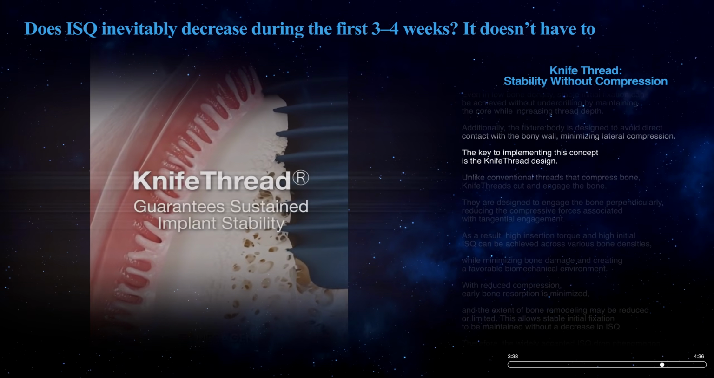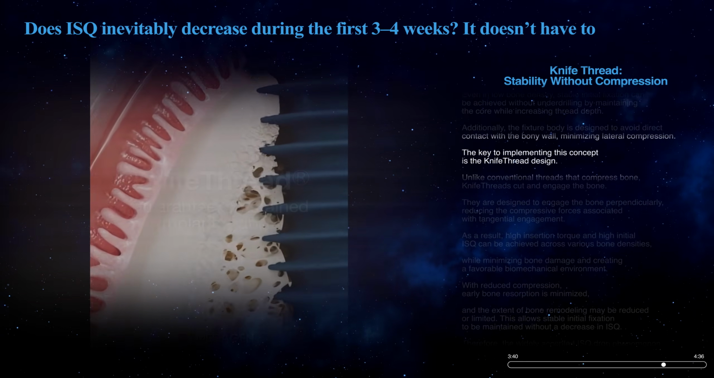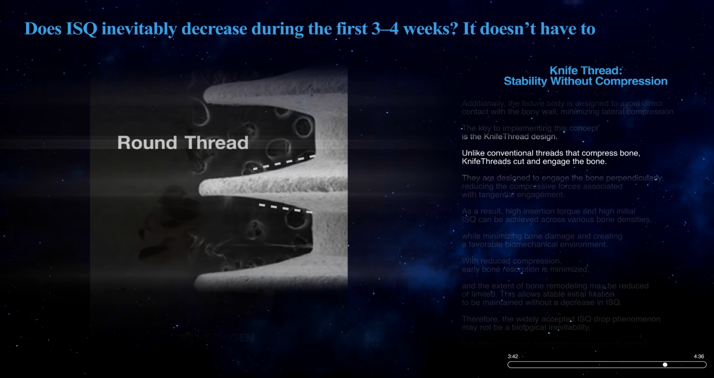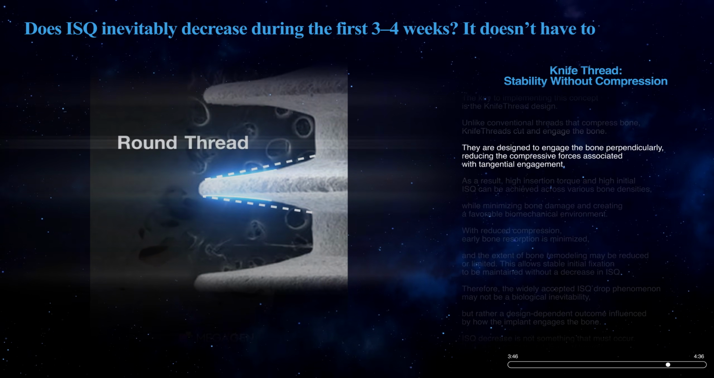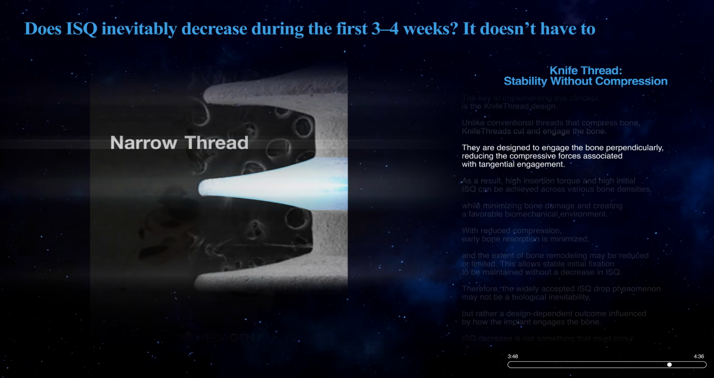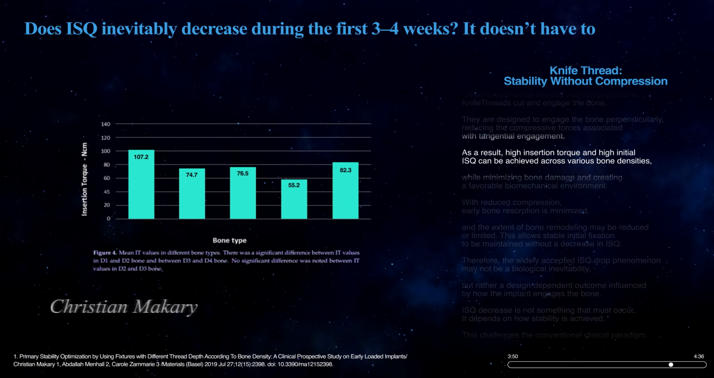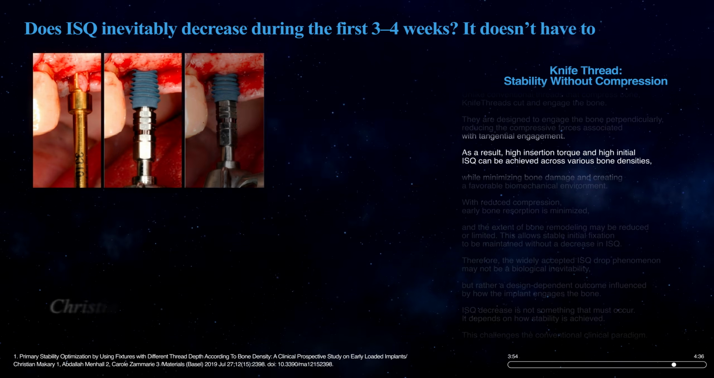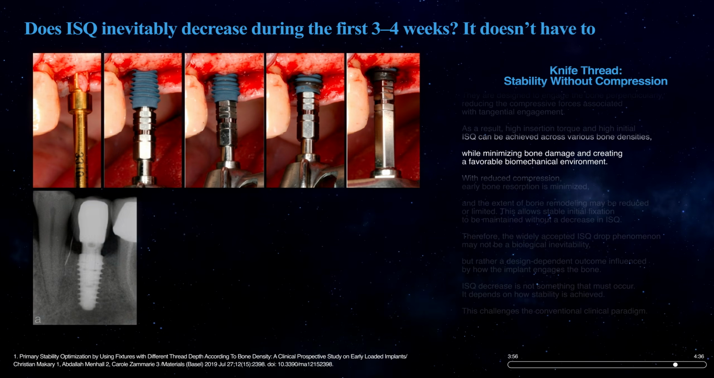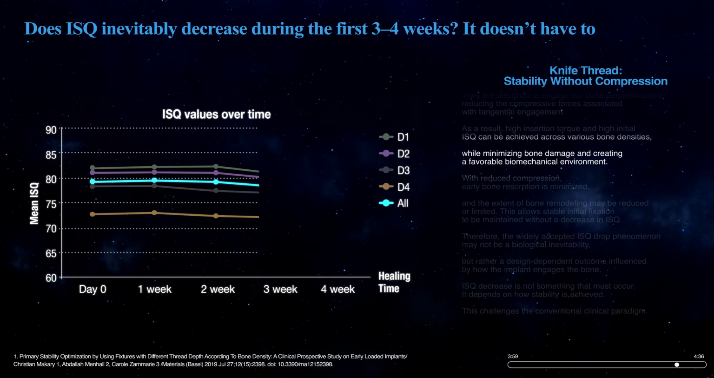The key to implementing this concept is the knife thread design. Unlike conventional threads that compress bone, knife threads cut and engage the bone. They are designed to engage the bone perpendicularly, reducing the compressive forces associated with tangential engagement. As a result, high insertion torque and high initial ISQ can be achieved across various bone densities, while minimizing bone damage and creating a favorable biomechanical environment.